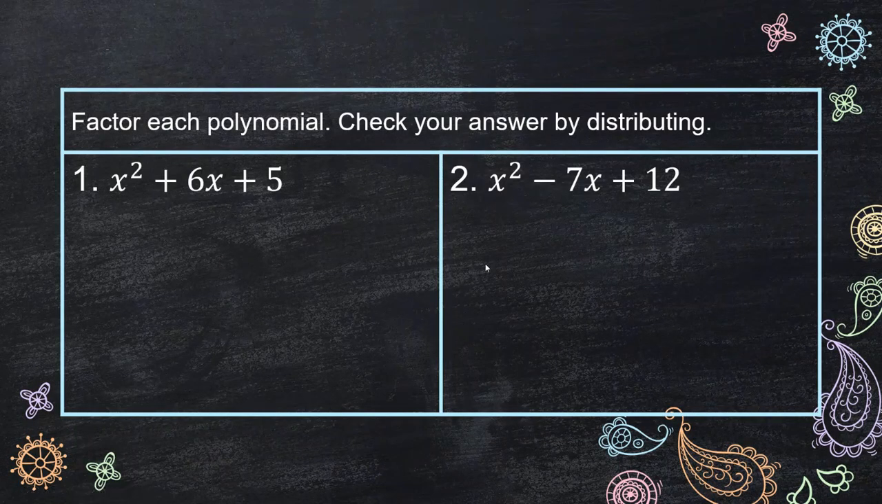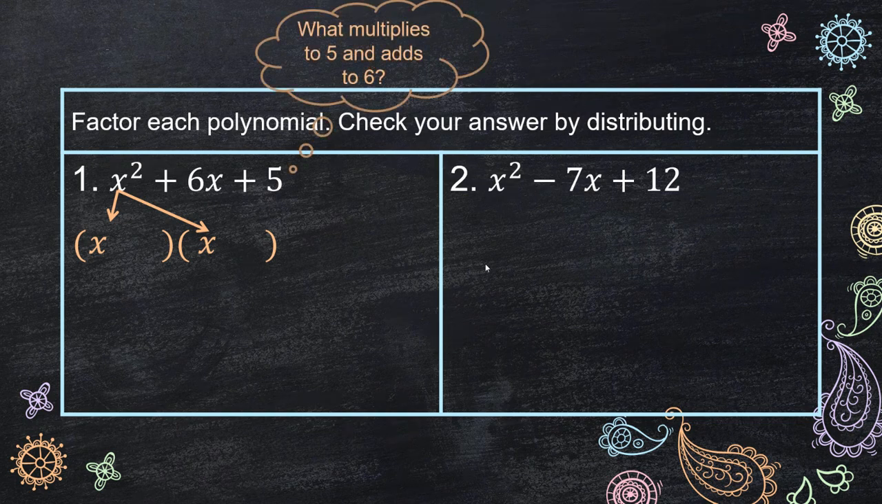In example 1, we got x squared plus 6x plus 5. We know our factors are going to be two linear binomials, so I like to just set up my two sets of parentheses right away. And the first terms have to multiply together to be x squared, so we're going to split those up, x and x. Okay, now we ask ourselves what multiplies to 5 and adds to 6.